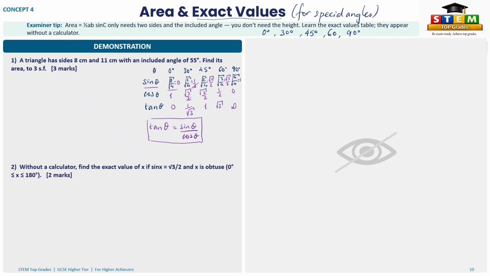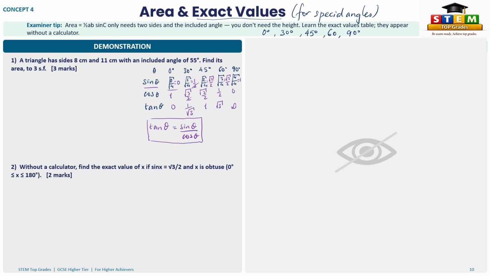The reason we have this table is that these give us exact values. It doesn't give you non-terminating decimals like when you find the actual value from your calculator, which doesn't even give you the full answer. It's only part of the answer on your calculator.